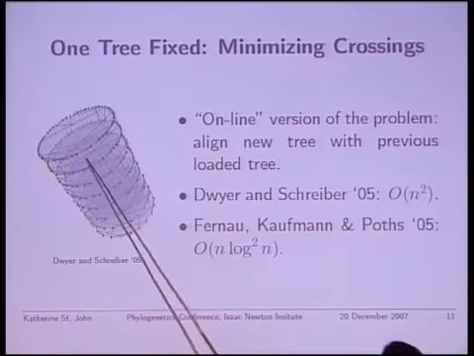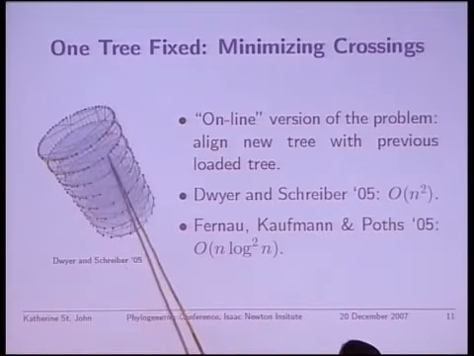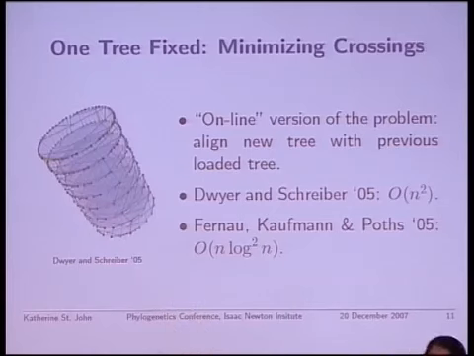So they loaded in their first tree, and they matched it, and then they loaded the next one and the next one and the next one. And they actually showed that you can do the matching of the trees in order n squared time, where n is the number of leaves. And Fernau, Kaufmann, and Poths actually reduced that to order n log squared n.